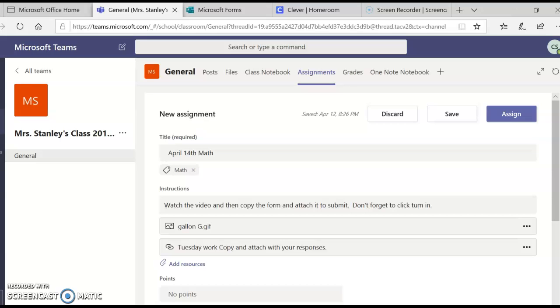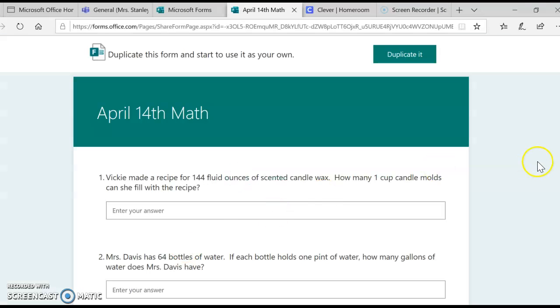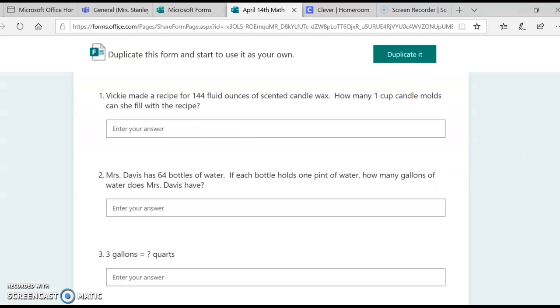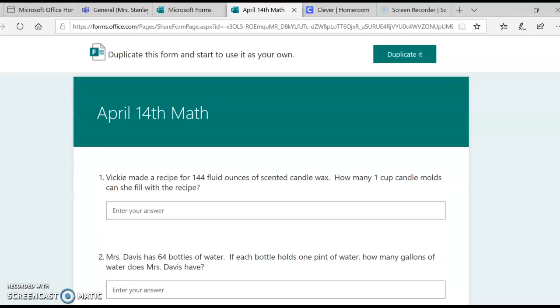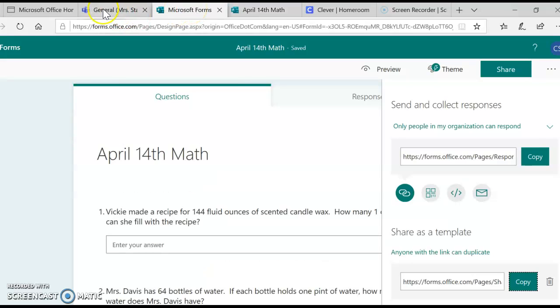Hi guys, for Tuesday and Thursday's math, you're going to be working on problems that have to do with measurement, that have to do with measurement capacity. And we're going to be working with it in the customary units of measure that we've done before.